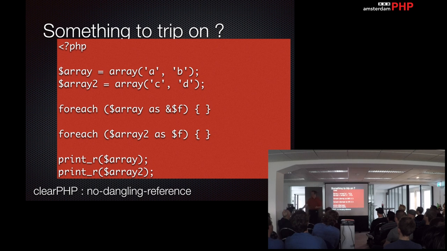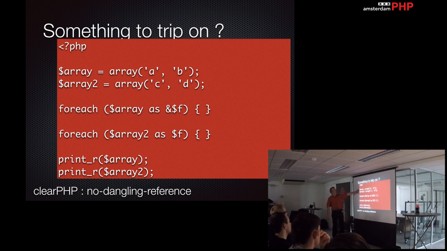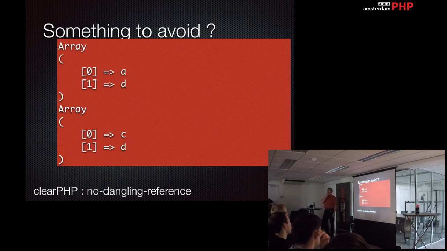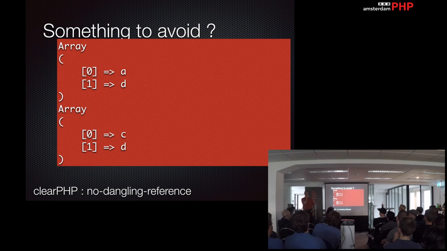Well, where is the problem here? That should be easier. Reusing F. Yes, and yeah. The reference here is the problem. It doesn't do anything, right? So I start with two different arrays, A, B, and C, D. I just run two empty loops, and here is the result I get. And I did nothing, right?